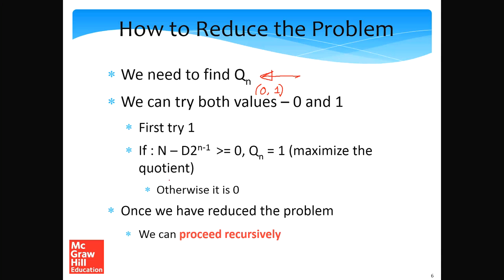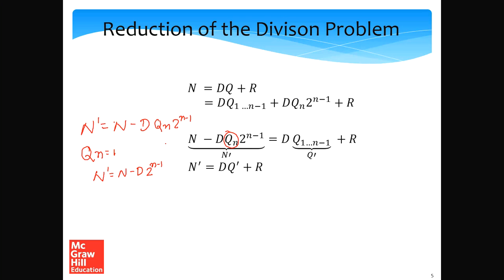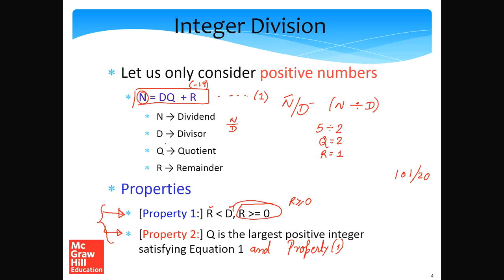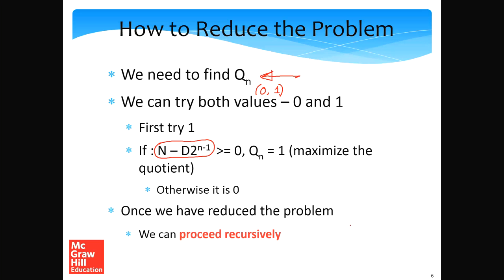So what we need to compute is this, and since we have to maximize our quotient, why do we need to maximize our quotient? It is property number 2, that we want to maximize the largest positive integer, right? So since we want to maximize our quotient, what we would like to do is to set Qn is equal to 1 if the new dividend is still positive, right? So if n minus d times 2 to the power n minus 1 is still greater than or equal to 0, then it means that the nth bit of the quotient can be set to 1, and we, in a sense, will maximize the quotient, right?